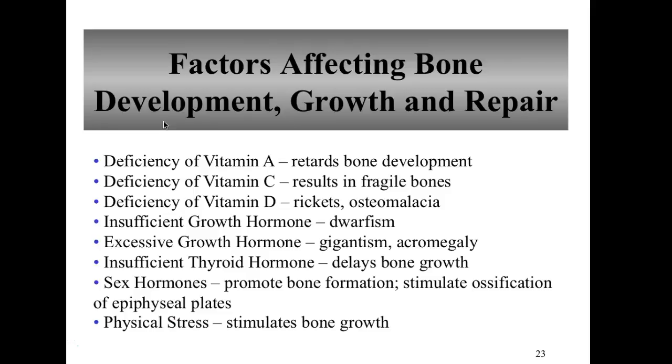So we ended our last lecture on 7.3, which is bone development and growth. We did look at the effects of vitamins A, C, and D and their deficiencies. We also looked at growth hormones, such as the thyroid hormones, T4, thyroxine, calcitonin, parathyroid hormone, abbreviated PTH, and also the sex hormones, and also physical stress and exercise on the skeletal system itself.